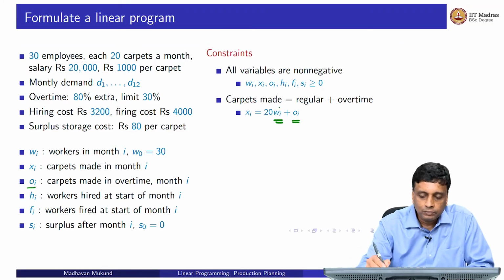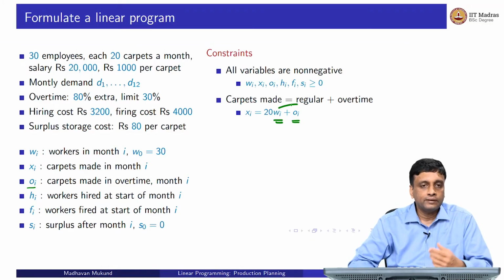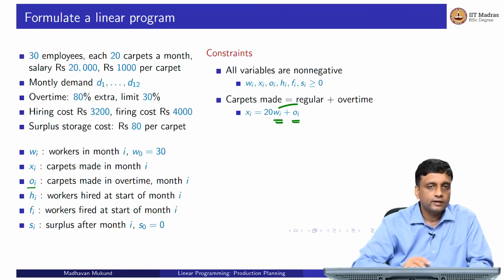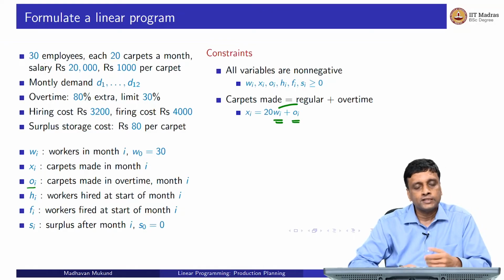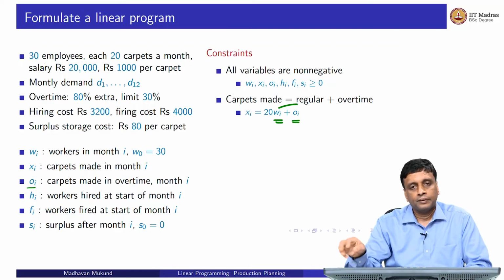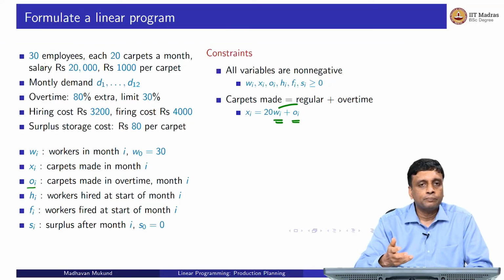So notice that this WI could also change. So it's not that I am sticking to that original 30 employees. I could now have, for instance, 35 employees, as we will see, because of hiring. But whoever is there with me will make 20 carpets, plus some of them will possibly make overtime.